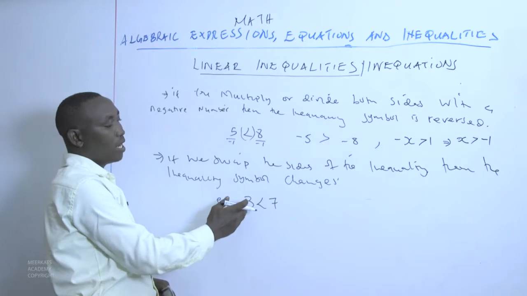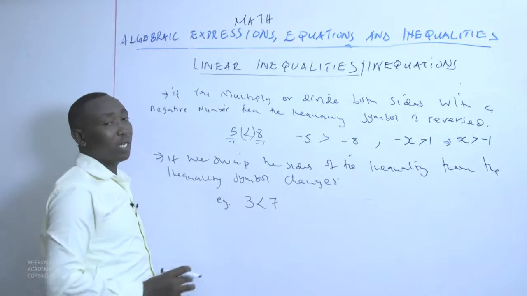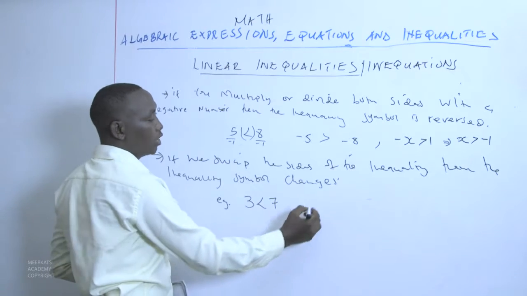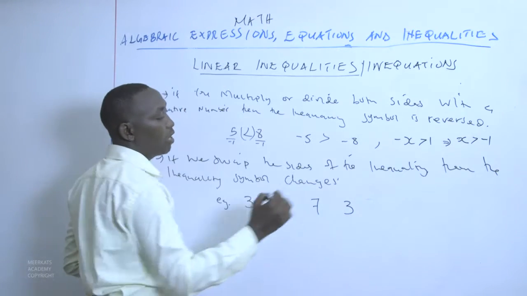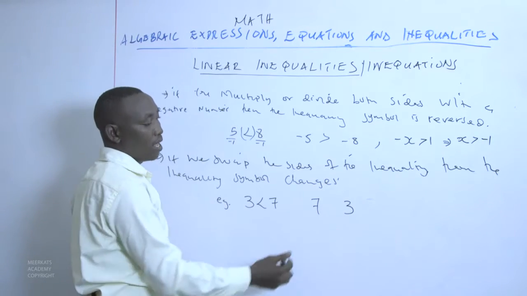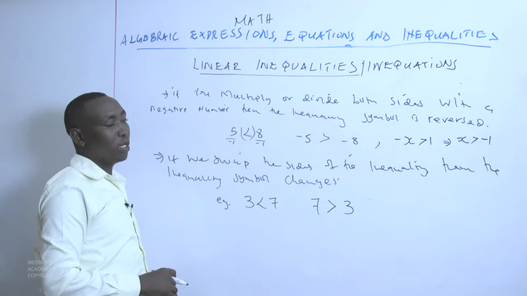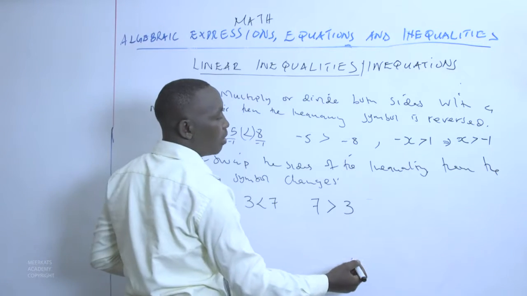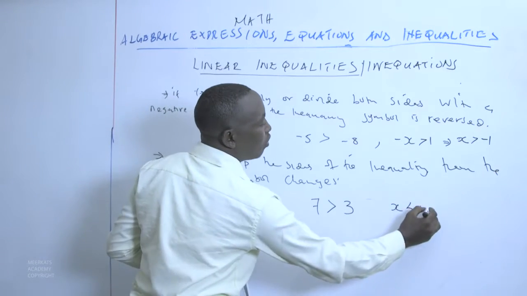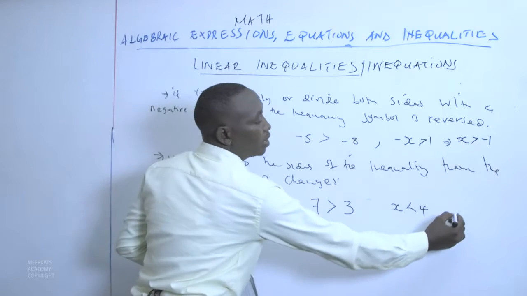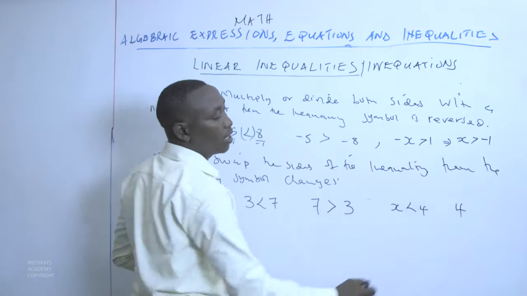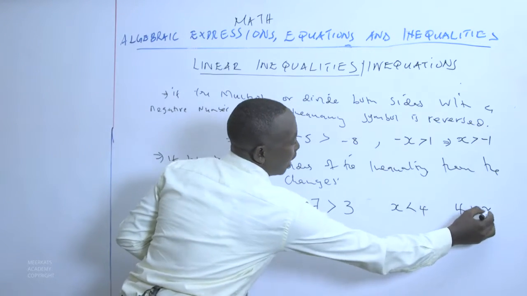so that 7 comes here and 3 goes to the other side. Then we are saying that it will interfere with our inequality symbol, so that we now begin with 7, then on the other side we have 3. Automatically we know that 7 is greater than 3, and therefore the inequality symbol should look like that. So in general, if we had x is less than 4, for instance, when you swap so that you begin with 4, this inequality symbol should also change to be greater than x.